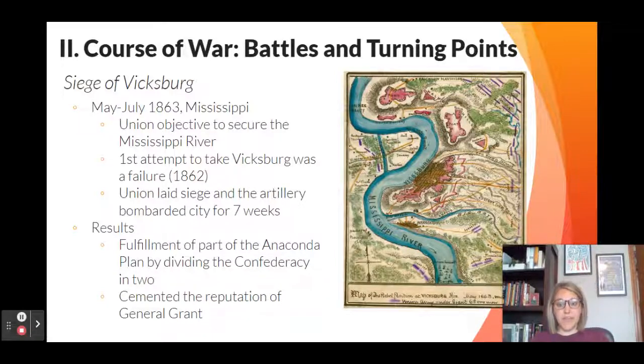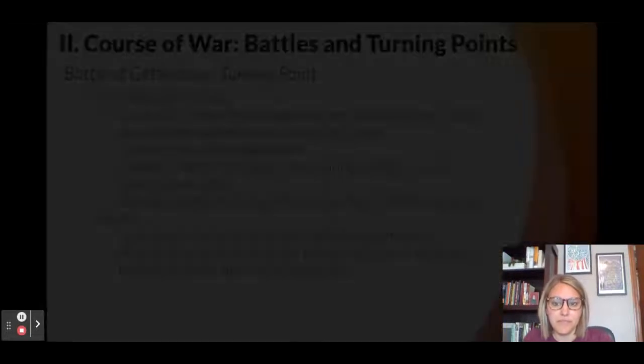All right, Siege of Vicksburg. So this happened from May to July 1863 in Mississippi, and this is part of the Union attempt to gain control of the Mississippi River and split the Confederacy in two. The first attempt to take Vicksburg was a failure, but later in 1863, the Union is going to bombard the city for 7 weeks with heavy artillery, and eventually the city will surrender. This leads to the fulfillment of the Anaconda Plan and cements the reputation of General Grant. This is a huge turning point in the Western theater of the war.